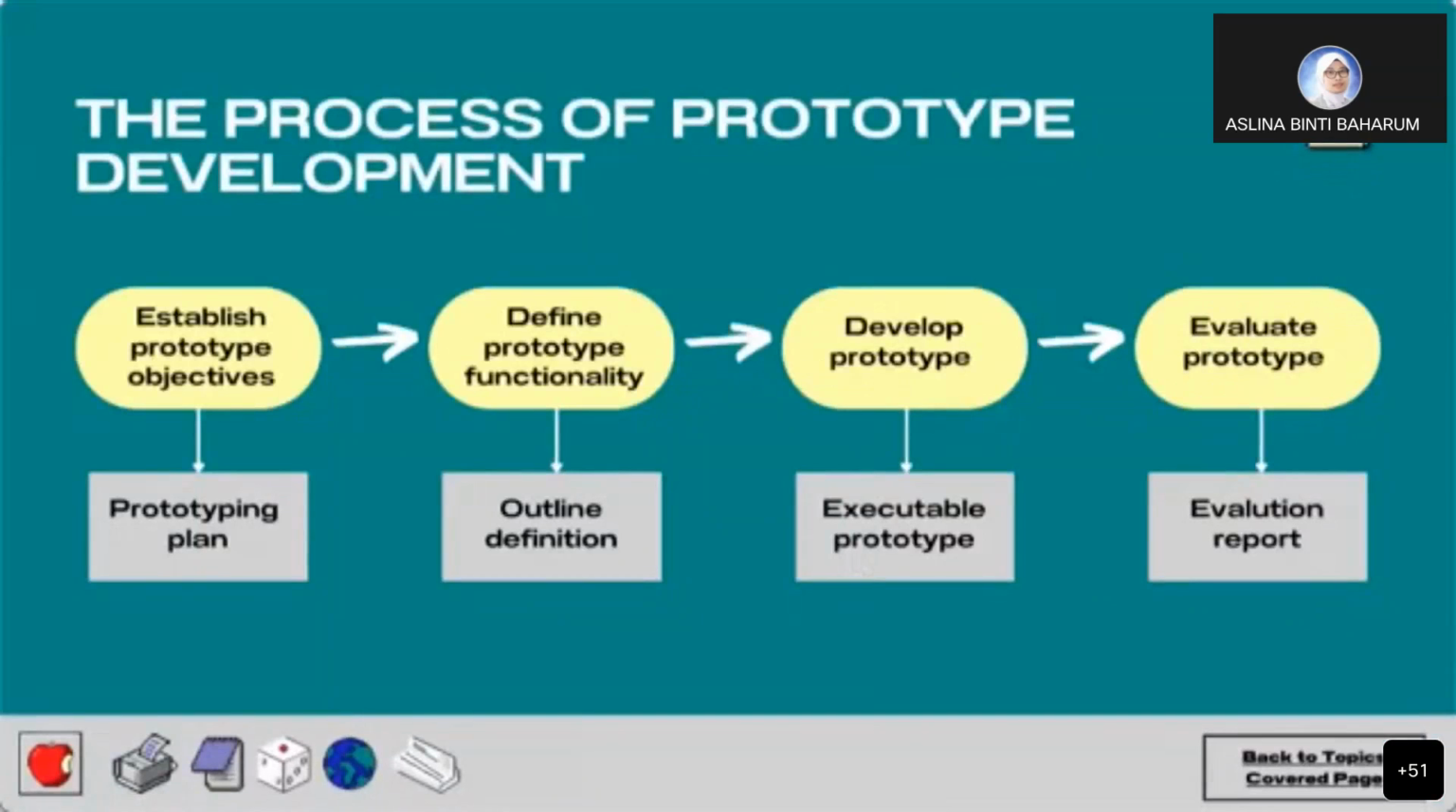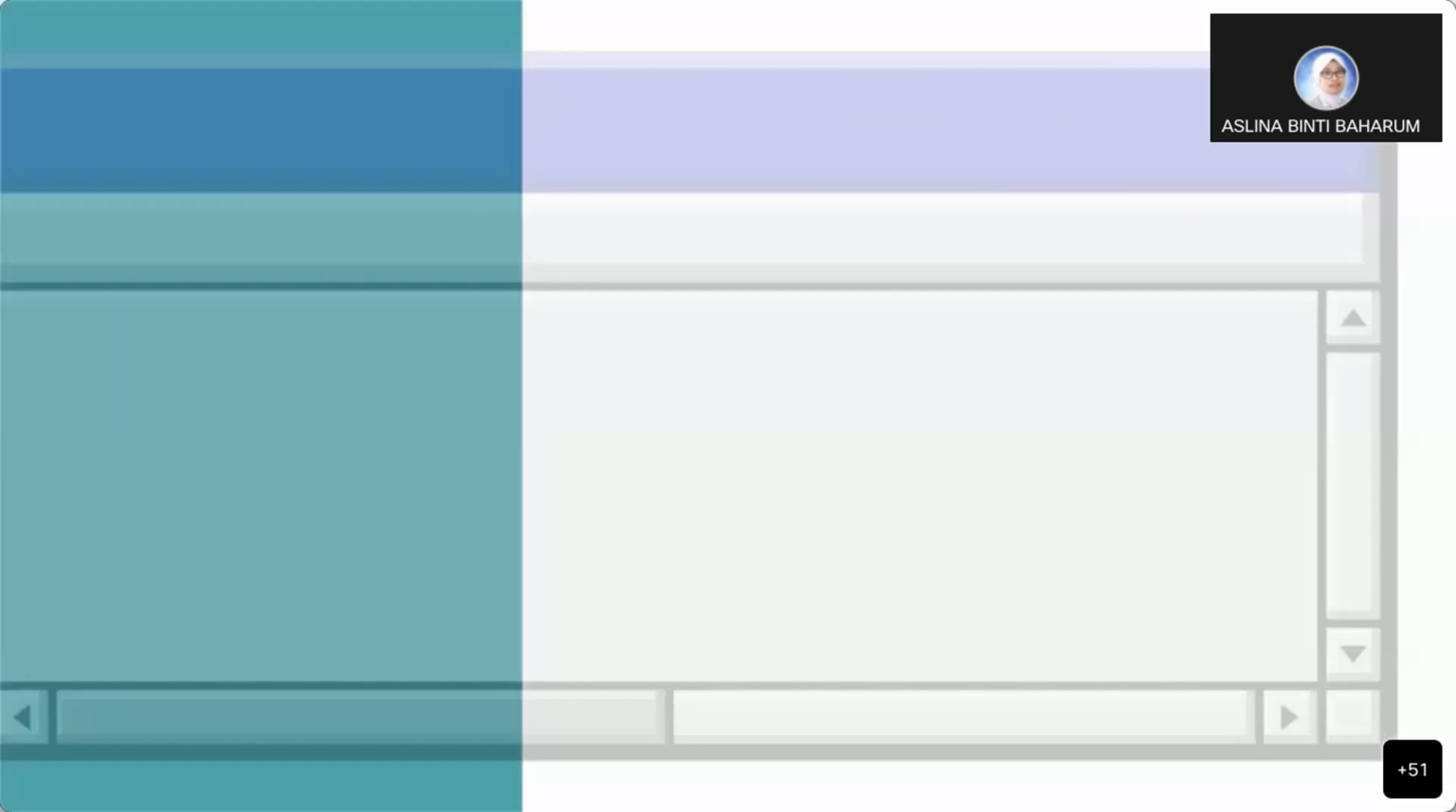To make an excellent prototype, we should follow the process of prototype development. First things first, we should establish the prototype objectives. After that, we define the prototype functionality. Only after we establish and define these can we develop the prototype, as we stated earlier. And last but not least, we should evaluate the prototype to make sure that it meets our customers' requirements.